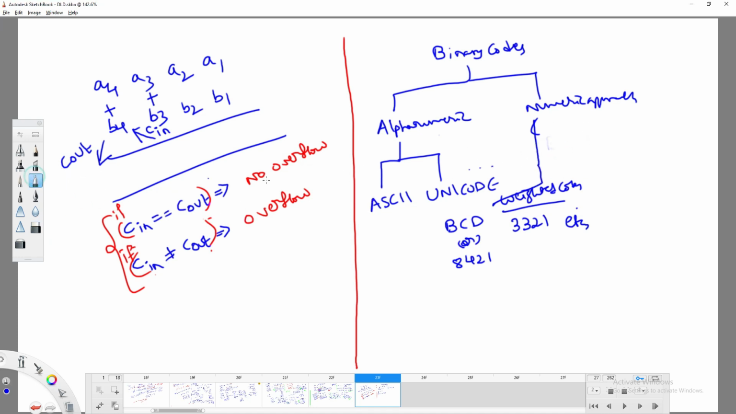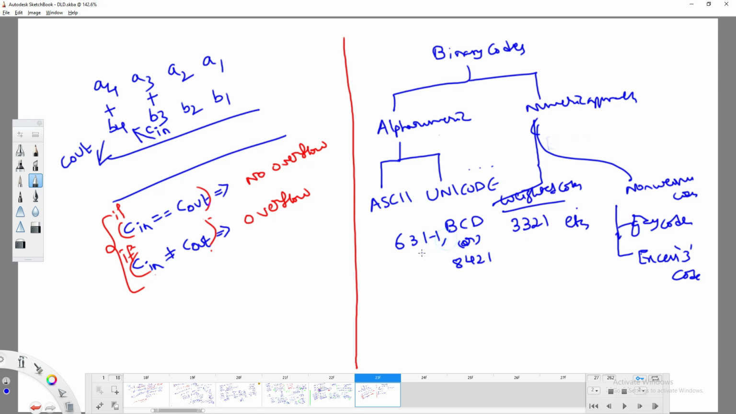First I will tell the classification. In another kind of classification, they are classified as non-weighted codes. In non-weighted codes, one kind is gray code and another kind is Excess-3 code. Right. Here you can take 6-3-1-minus-1 as one kind of representation, and 2-4-2-1 is also one kind of representation.